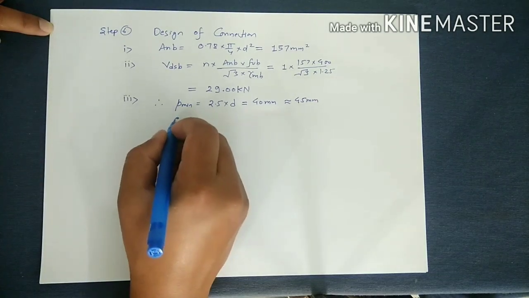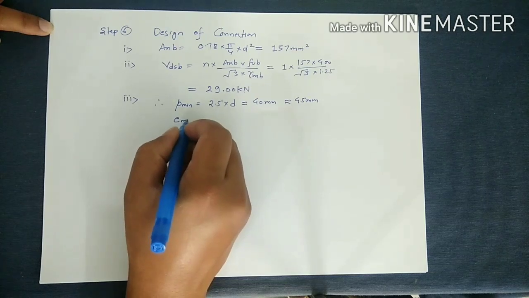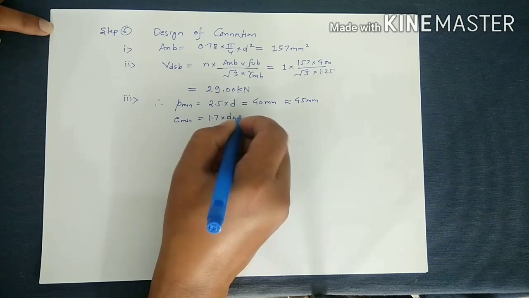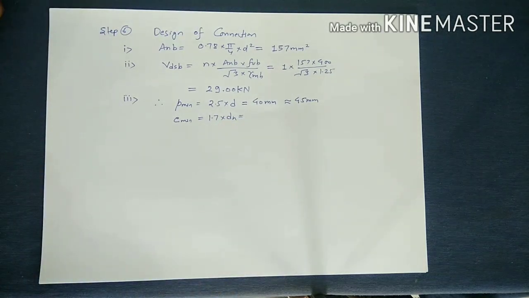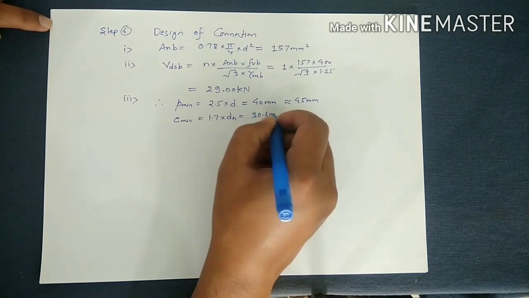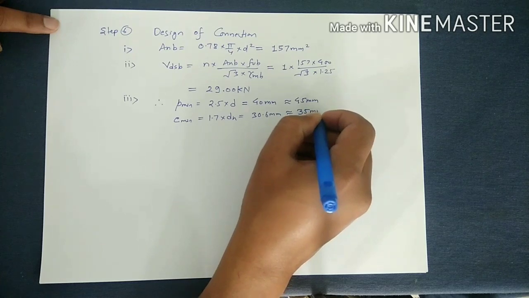Now, the end distance or edge distance, that is 1.7 into the diameter of the hole, so it is coming 30.6 mm. So I am considering this to be 35 mm.